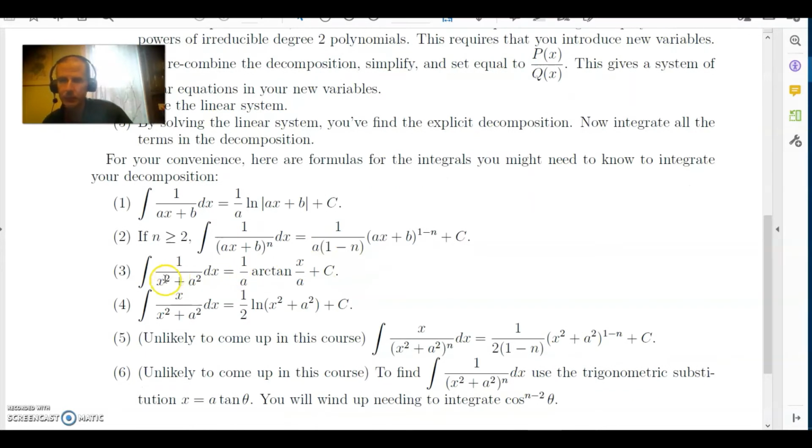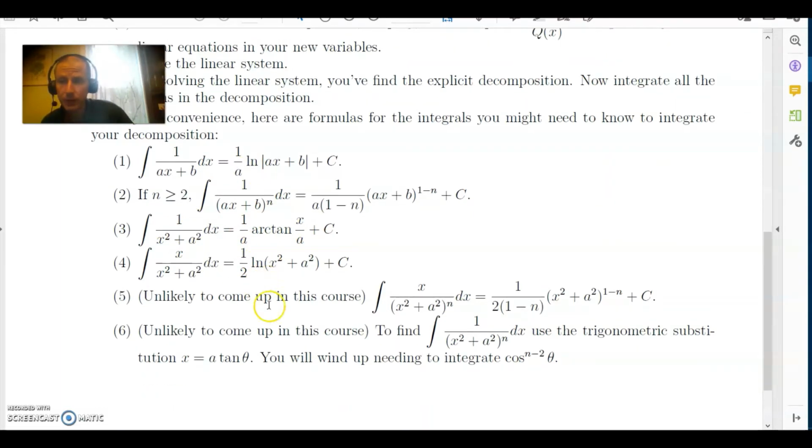If you have to integrate 1 over x squared plus a squared dx, that's equal to 1 over a arctangent of x over a plus c. This can be verified just by differentiating this, for example, or you could do it with a trig sub. And then finally, if you have to integrate x over x squared plus a squared, that's going to be 1/2 times natural log of x squared plus a squared. Normally, I would need the absolute value signs, but x squared plus a squared is always positive.